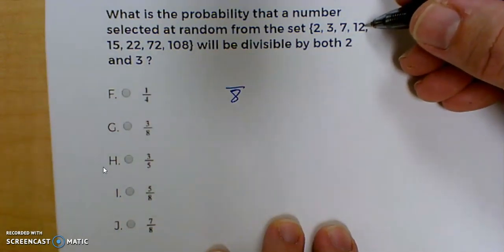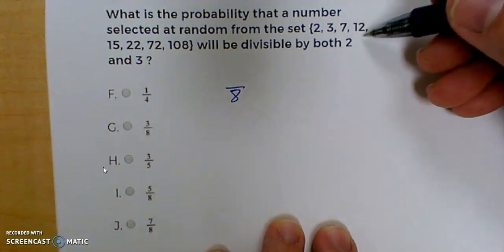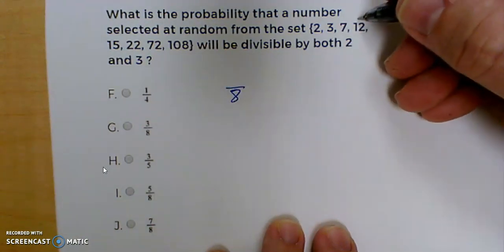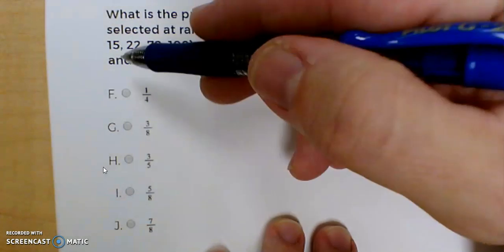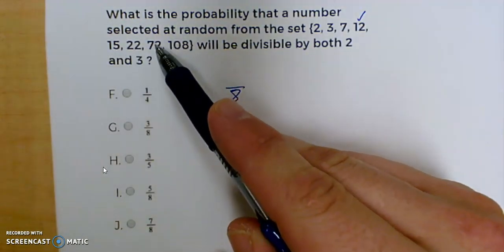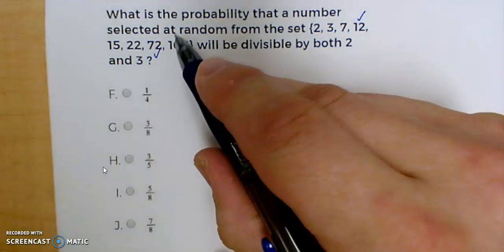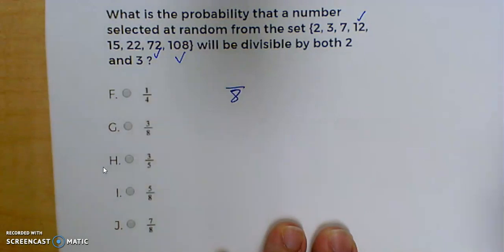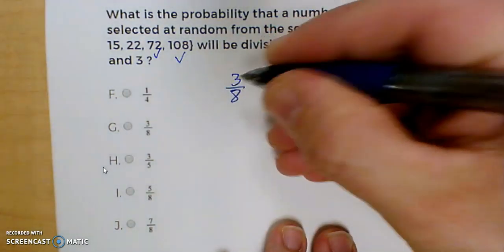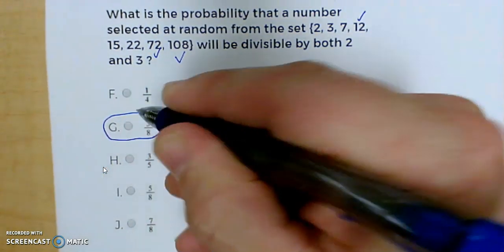12 is divisible by 6, and that's really what you're looking at, since 2 and 3 would both go into 6, is which of these are divisible by 6. So 12 is, 15 is not, it's not divisible by 2, 22 is not divisible by 3, 72 is divisible by 6, so it's divisible by both, and 108 is divisible by 6, since 6 times 18 is 108. So that's 3 favorable outcomes out of the 8 possible, and that's a fraction that will not reduce, so G would be our answer.